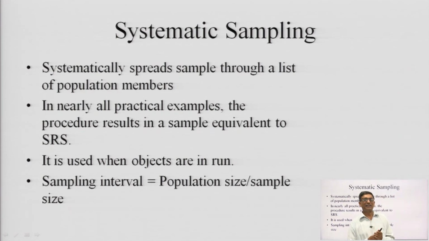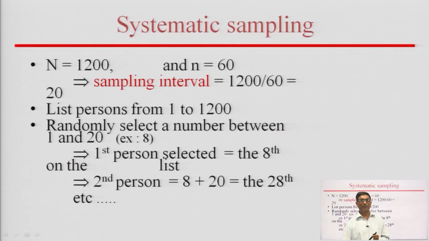The second is systematic sampling. Systematic sampling spreads the sample through a list of population members. In nearly all practice examples, the procedure results in a sample equivalent to simple random sampling. It is used when objects are in order. In this sampling, we first calculate a sampling interval, and the sampling interval is equal to the population size upon sample size. I will explain with the help of an example.